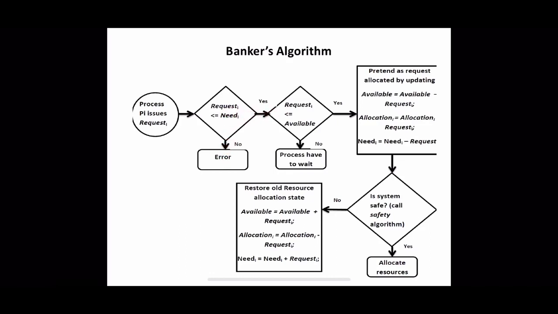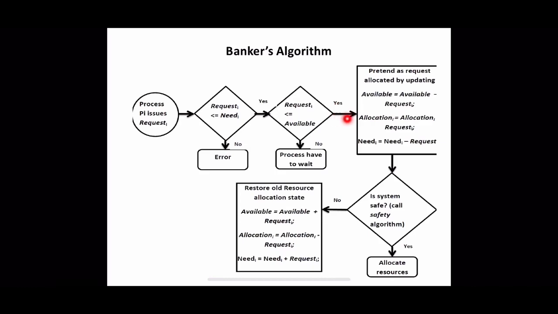Second, we check whether the current request of this process can be satisfied by the currently free resources, that is denoted by Available. Then only we have to think about granting, otherwise this process has to wait definitely, right? So that is the second scenario we have to check, that is Request i less than or equal to Available. If no, the process has to wait. Otherwise, that means currently there are free resources available that can be allocated to this process, subject to this not leading to deadlock.